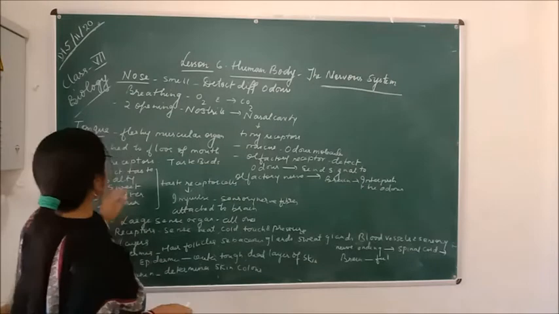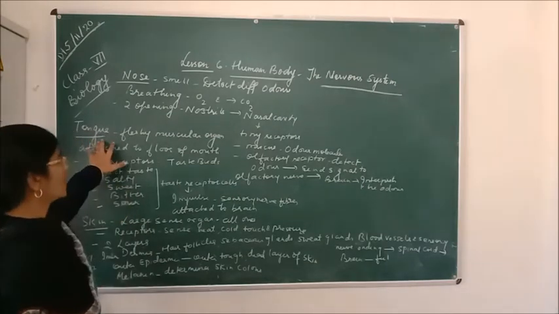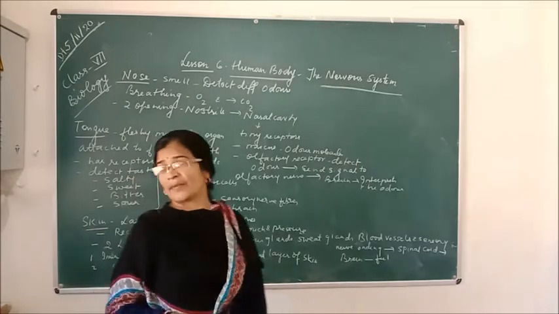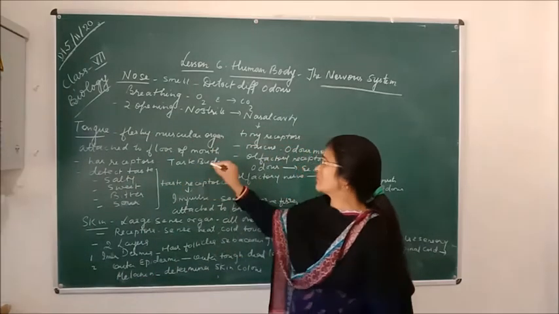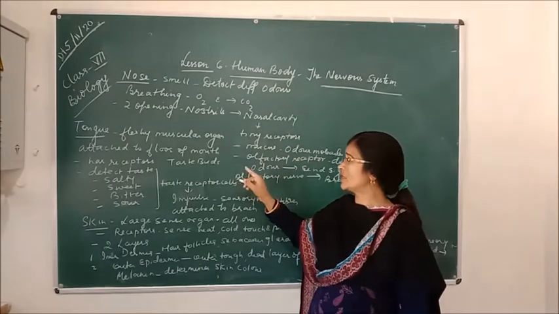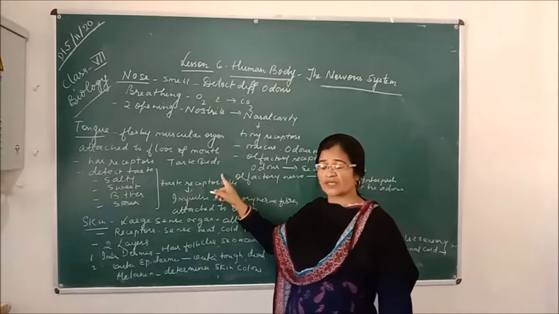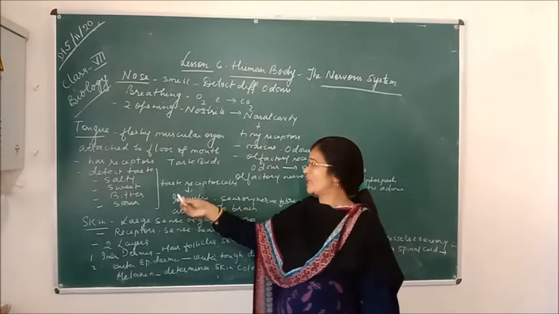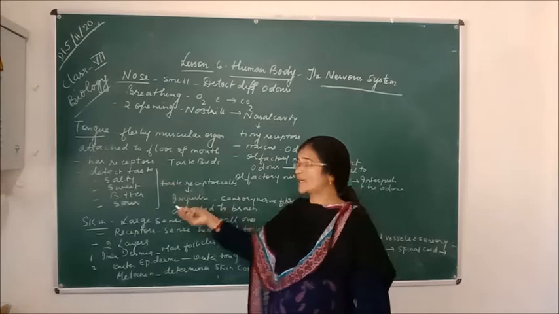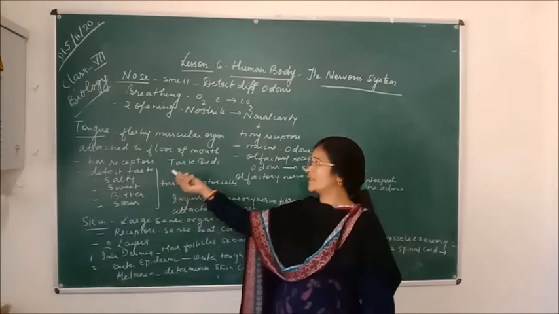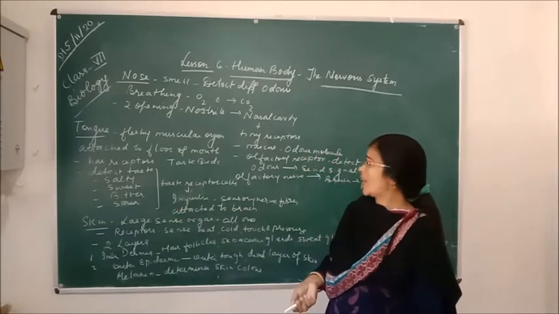Now I will study about the tongue. Tongue is a fleshy muscular organ, you all know, and it is attached to the floor of the mouth, and the tongue has receptors which are called the taste buds. These taste buds detect the different types of taste, and the different types of taste are salty, sweet, bitter and sour. So these are the four different types of taste which are detected by the tongue.